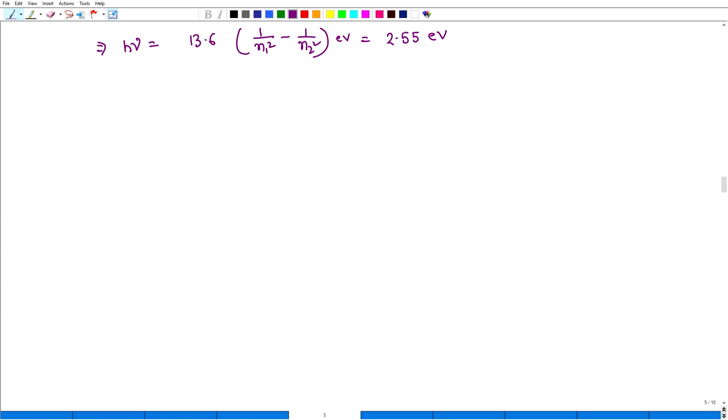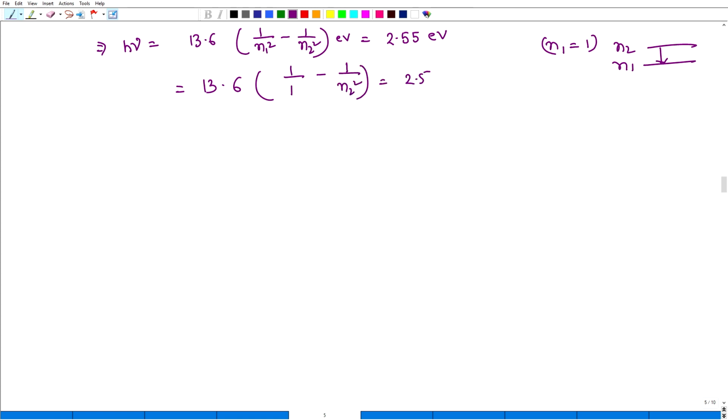Here we just have to use trial and error, because we have only one equation and we have two unknown quantities, n1 and n2. So, eventually we have to do trial and error. Let us put n1 equal to 1, means where the electron is coming, ground state, n2 is the excited state. If n1 is equal to 1, then it will be 13.6 times (1 minus 1 by n2 square).